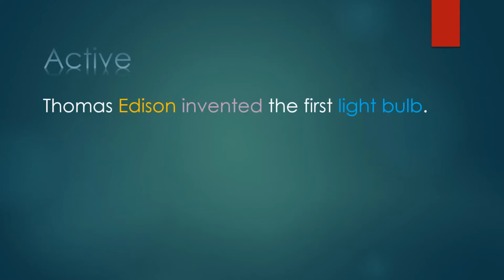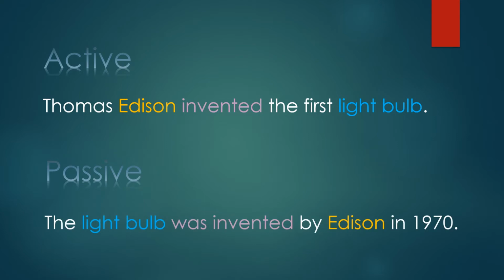In active voice, we say, Thomas Edison invented the first light bulb. Thomas Edison is the subject, invented is a verb in past tense, the first light bulb is the complement, and light bulb is another noun, so it is the object of the sentence. In passive, we are going to say, the light bulb was invented by Edison in 1970.